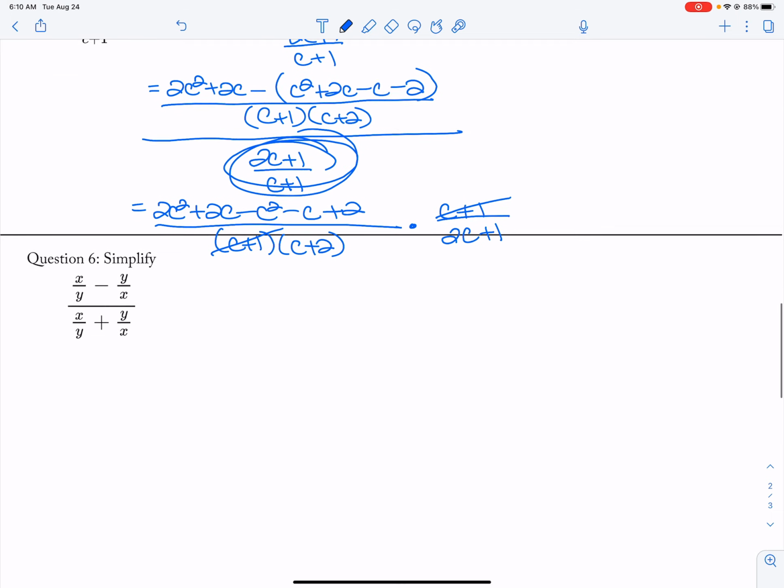What am I left with? Moving right into the question 6 spot. So I have a C squared, and then I have a C, and then I have a plus 2. And that is not going to factor. So then I have a C plus 2 in the denominator and a 2C plus 1 in the denominator.